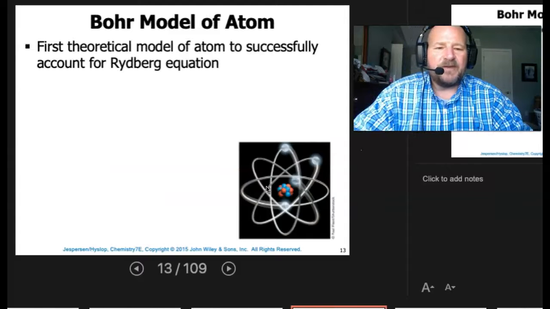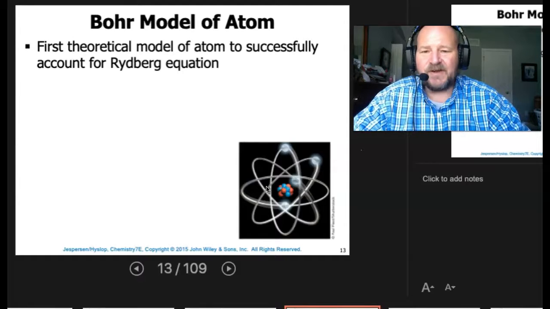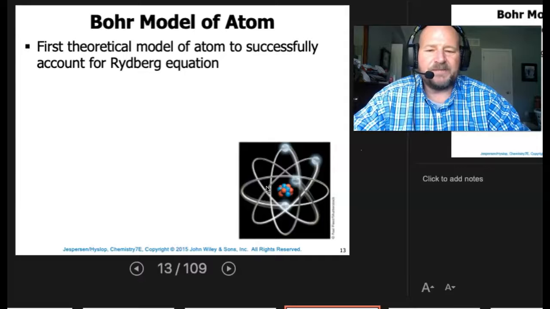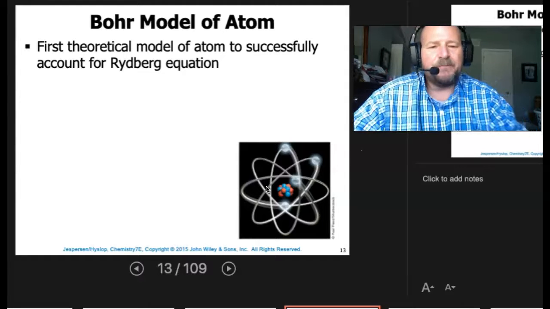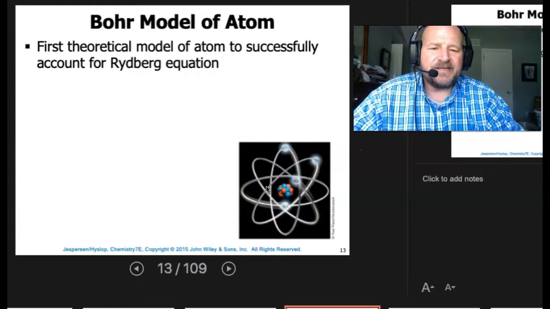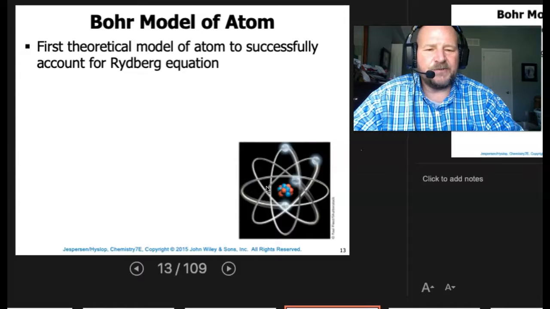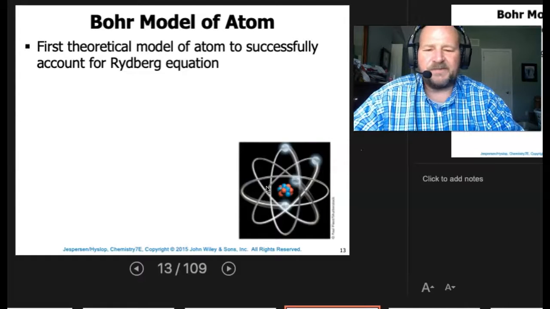Now the Bohr model of the atom. So the first theoretical model of the atom to successfully account for the Rydberg equation was the Bohr model. And this is the one that we kind of work with. It's also referred to as the planetary model. So a lot of times when students get to this level of chem, they've had it in high school and you've heard of this before, seen this before.